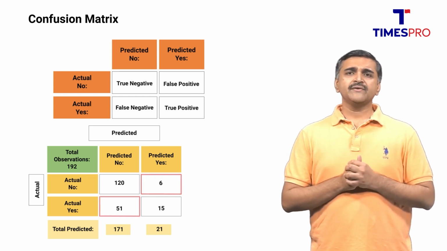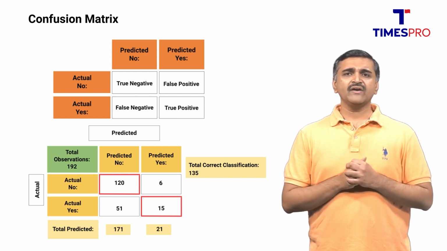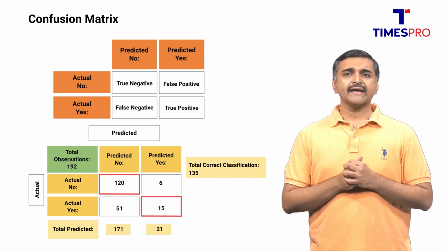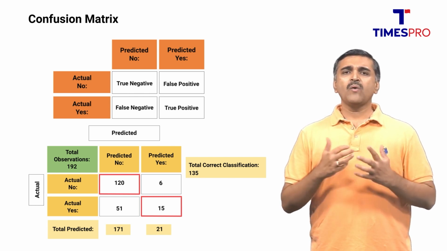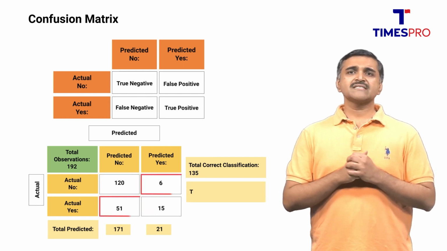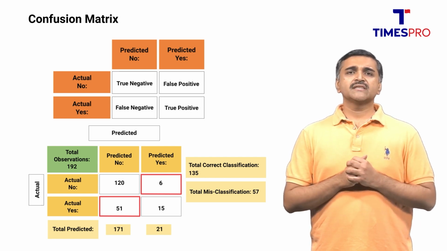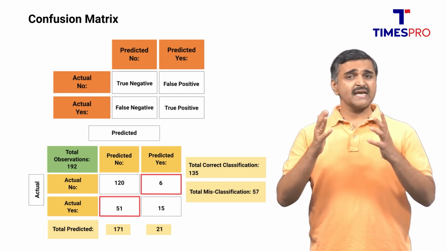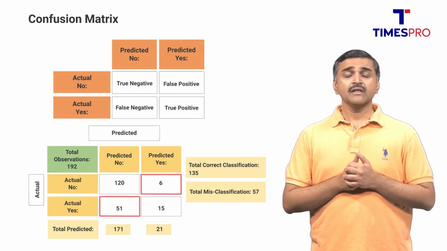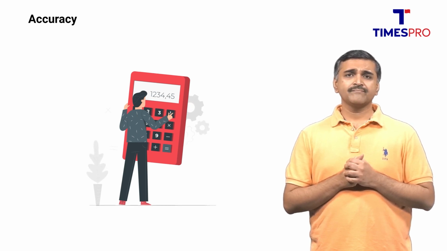From the confusion matrix, the total correct classification is 135, which is nothing but the sum of the principal diagonal elements, that is 120 plus 15. The total misclassifications of our model is 57, which is nothing but the sum of the secondary diagonal elements of the confusion matrix. Now, let's move on and understand what is accuracy.